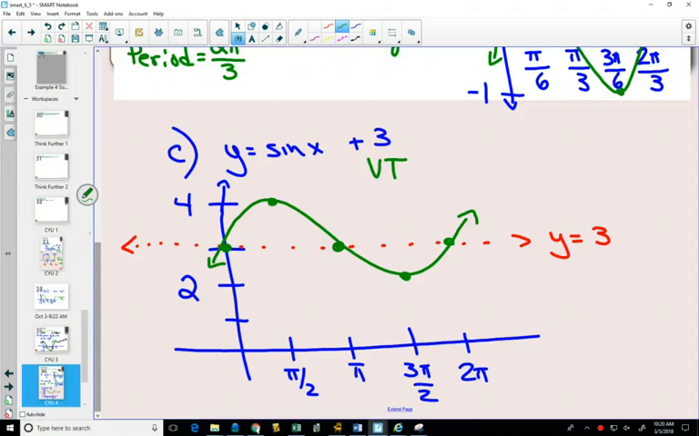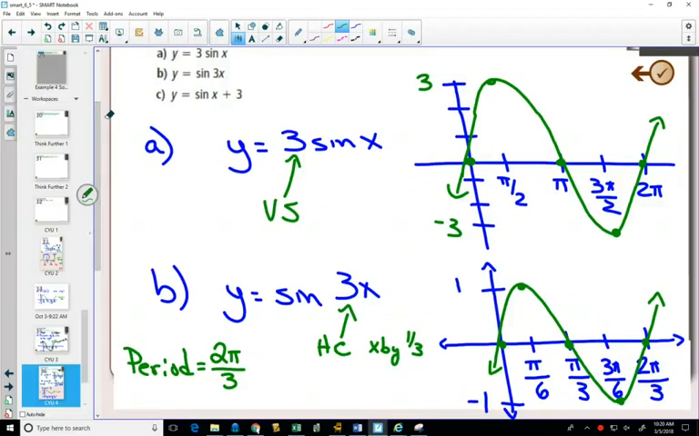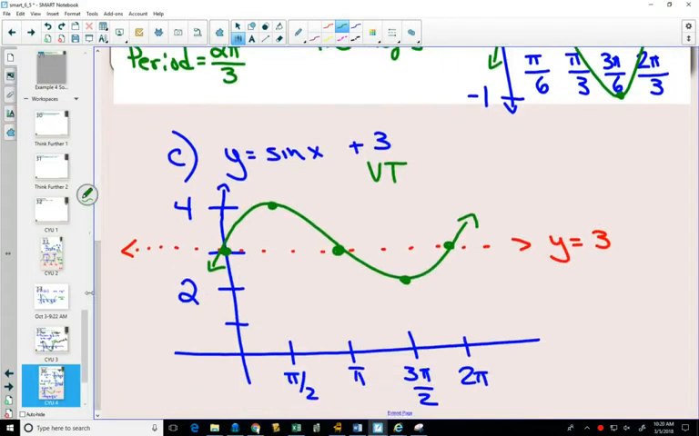That your amplitude, whatever number is your vertical stretch or vertical compression, makes your amplitude. You'll be able to use your center line to find a maximum using your amplitude and a minimum using your amplitude. We know how the b value affects our period, and we'll be able to graph that. So we'll be able to put all of them together.